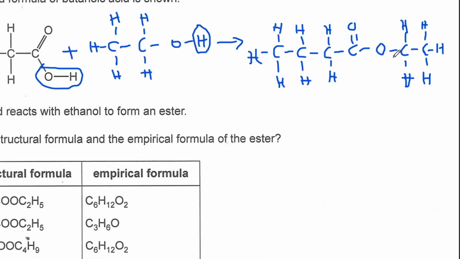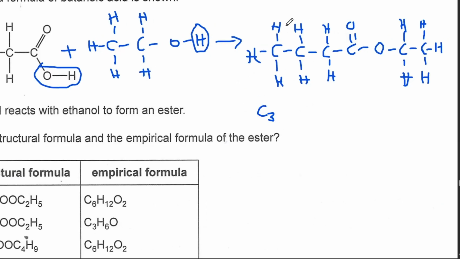Forget this oxygen. Look at it. Then these two carbons and the hydrogen. Look at them. Then we have this and this. So the structural formula therefore is going to be, how many carbons do we have here? 1, 2, 3. So it will be C3. And we have how many hydrogens? 1, 2, 3, 4, 5, 6, 7.